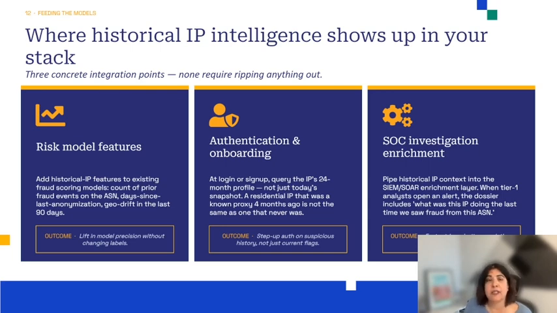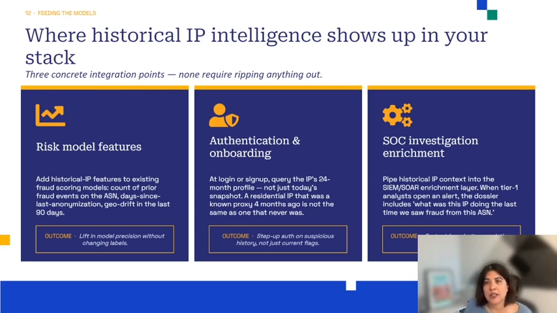Authentication and onboarding: a residential IP address that was a known proxy 4 months ago is a different risk than one that maybe never was at all. Today's snapshot doesn't tell you that, but the 24-month historic lookup does. And then SOC enrichment. When a tier 1 analyst opens an alert, the dossier already answers, what was this IP doing the last time we saw fraud from this ASN, for example?